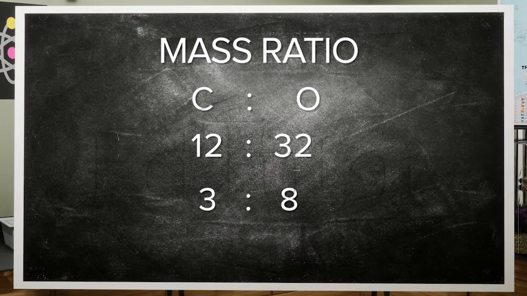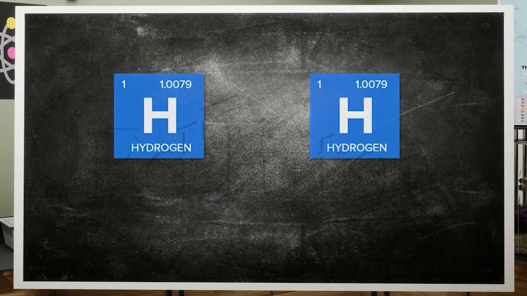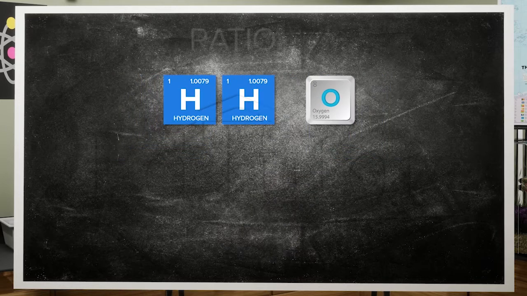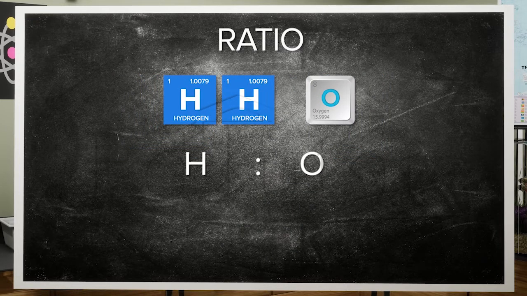Now, going back to discussing water. In water, there's two hydrogen atoms and one oxygen atom, making the ratio of hydrogen to oxygen 2:16, which becomes 1:8.